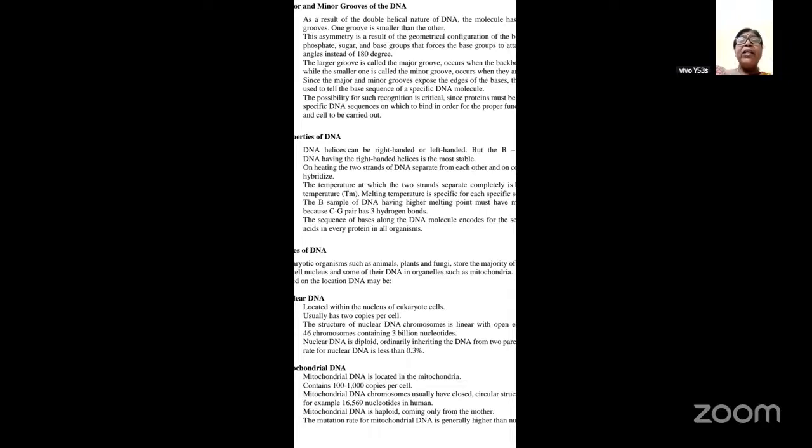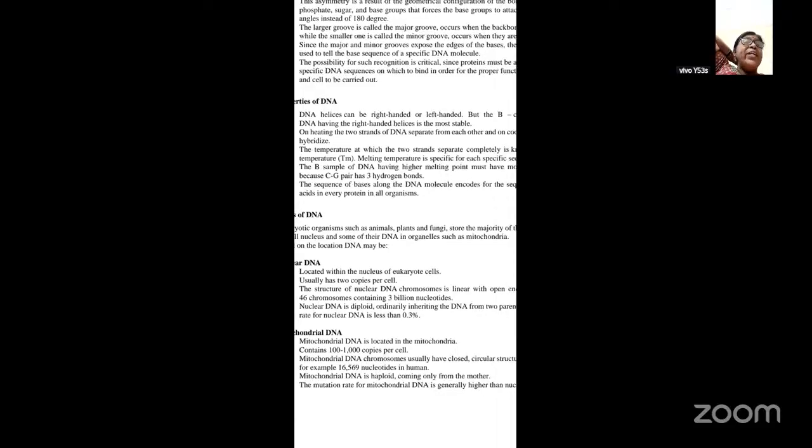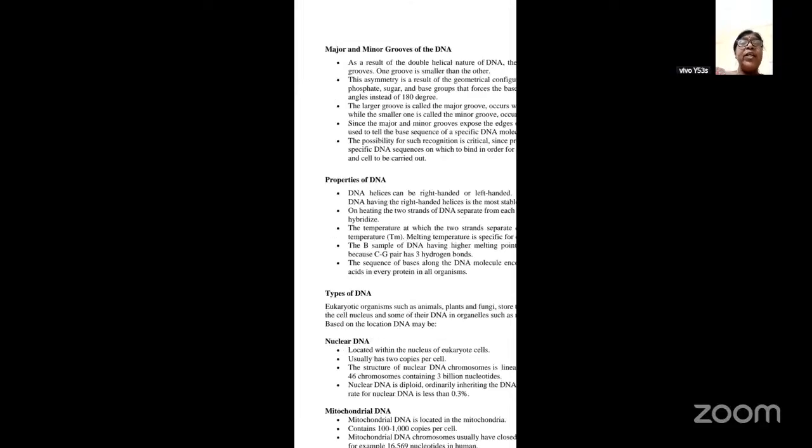Since the major and the minor grooves expose the edges of the bases, the grooves can be used to tell the base sequence of a specific DNA molecule. And the possibility for such recognition is critical since proteins must be able to recognize the specific DNA sequences on which to bind in order for the proper functioning of the body as well as the cell to be carried out. So this is about the major as well as the minor grooves of the DNA molecule.